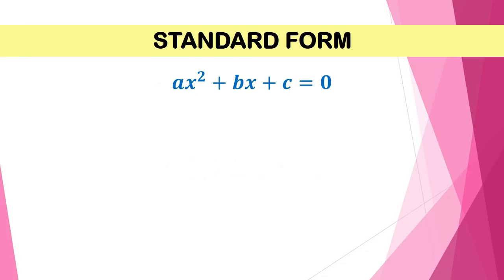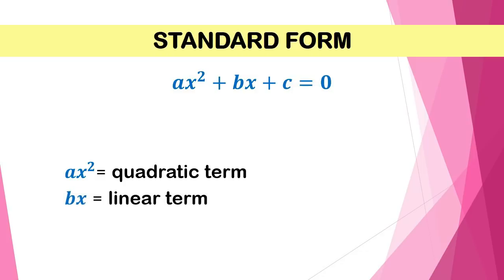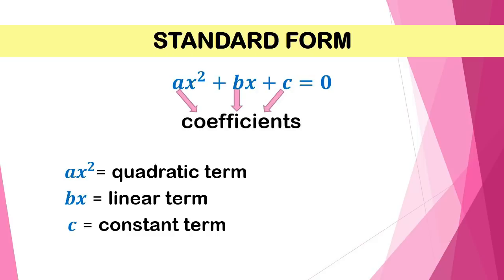Now, our ax squared is the quadratic term. Our bx is the linear term. And our c is the constant term or arithmetic term. Now, in addition, a, b, and c are also called coefficients. So, normally, coefficients talaga ay nakikita beside the variable.